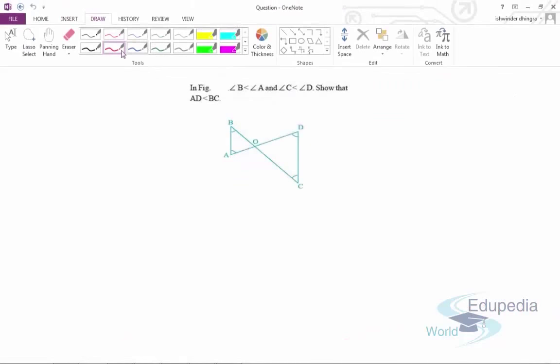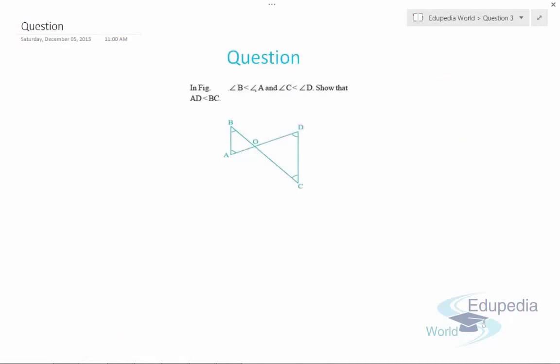Question number 3 says that in the figure, angle B is less than angle A. So this angle is larger than this angle, and angle D is larger than angle C. We need to show that side BC is larger than AD. So let's see how we can prove this. First of all, we need to write the given. It's given that angle A is larger than angle B and angle D is larger than angle C.